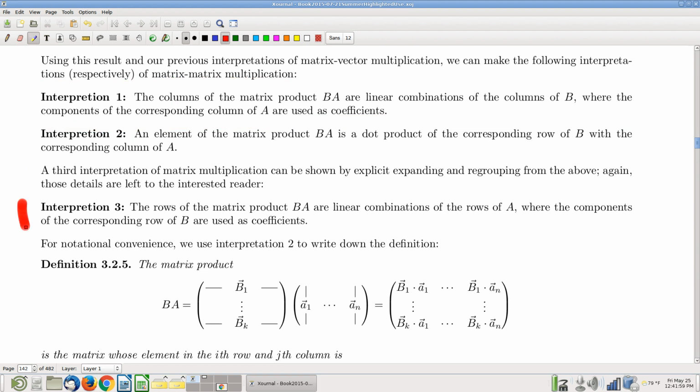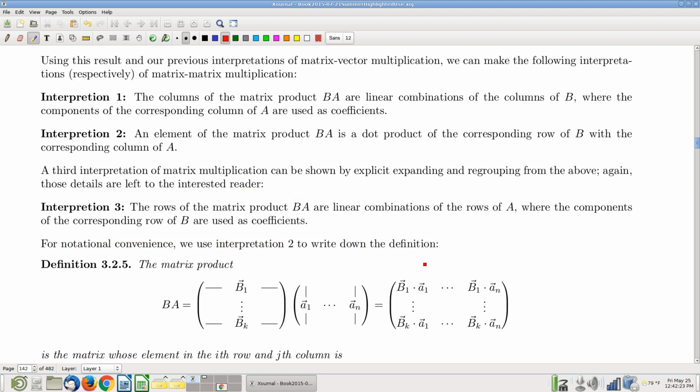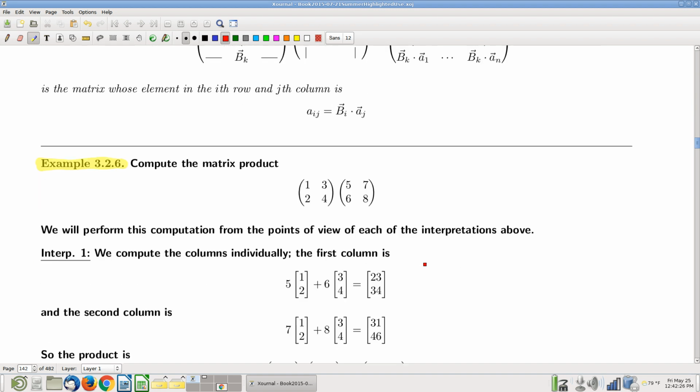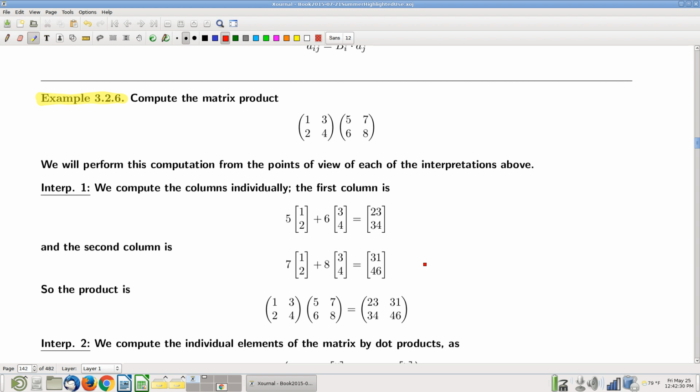Okay, a third point of view that you can take, and this is just a matter of looking at either of the above and thinking about components and just taking a different point of view on it. A third way to do it is you can think of this product as being the process of taking linear combinations of the rows of the right matrix. And we're going to go through an example of that in a couple seconds here. Okay, so first, linear combination of columns.